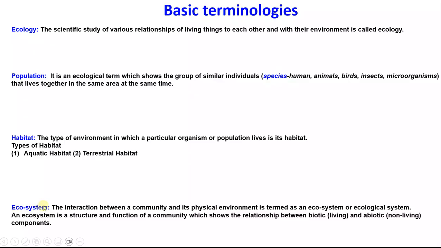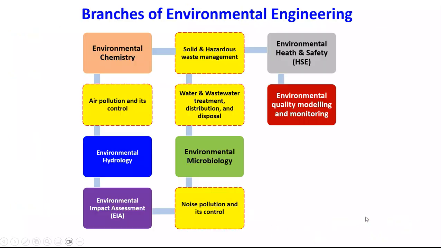And the last term is ecosystem. The interaction between a community and its physical environment is termed an ecosystem or ecological system. An ecosystem is a structure and a function of a community which shows the relationship between biotic and abiotic components, which are living and non-living components.